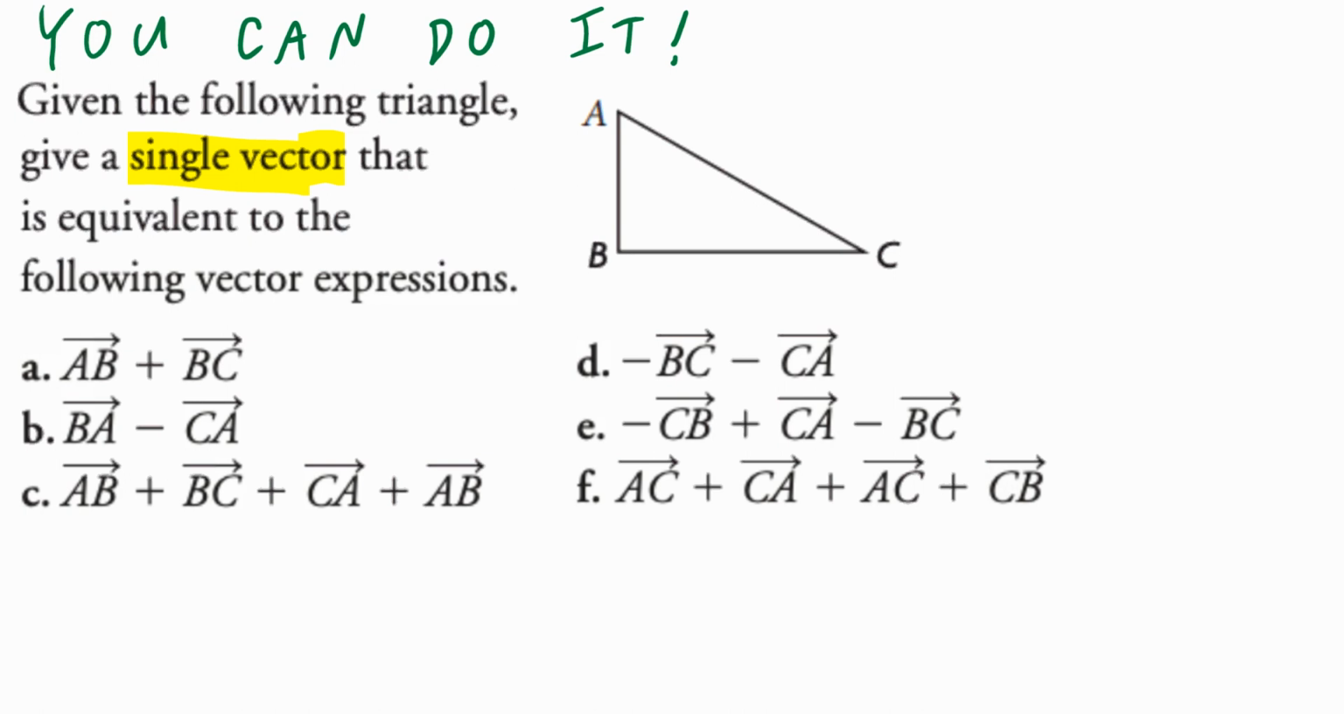Now, in part A, we're looking at vector AB plus vector BC, which equals vector AC. Again, because these are the same, you basically look at the first and the last part. So this is the reason why the answer is going to be vector AC.